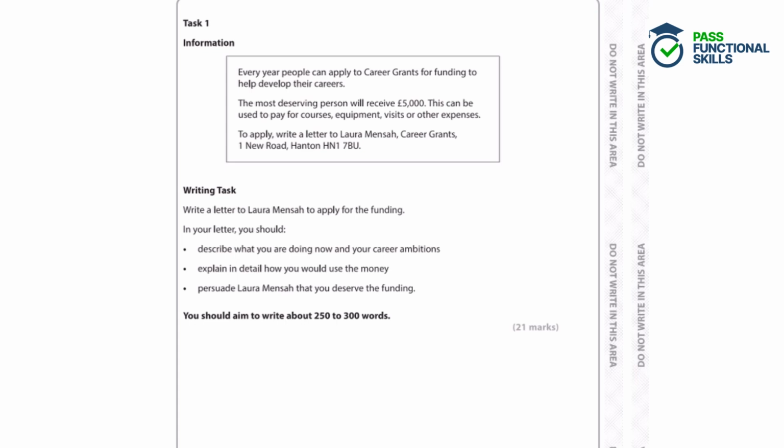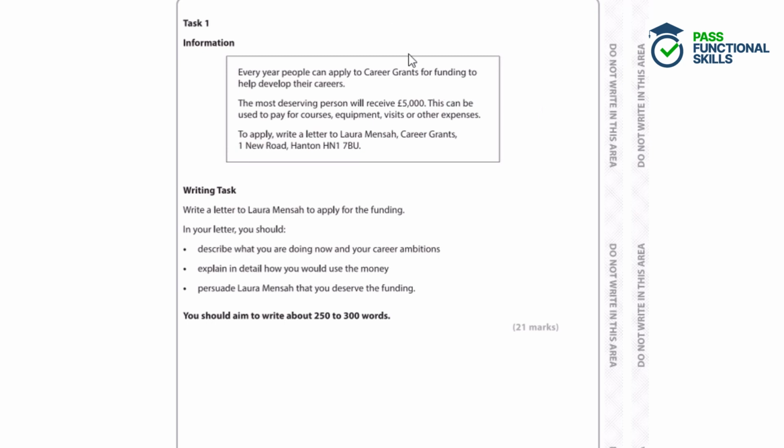So your task is to write a letter to Laura Mensa to apply for the funding. In your letter, you should describe what you're doing now and your career ambitions, explain in detail how you would use the money, and persuade Laura Mensa that you deserve the funding. You should aim to write about 250 to 300 words. So let's break this question down and think about what we might want to write about.